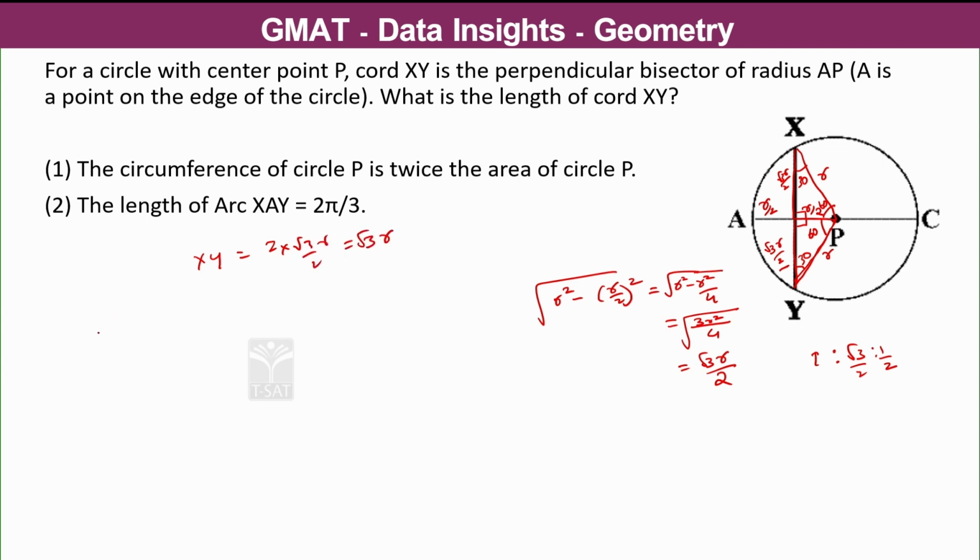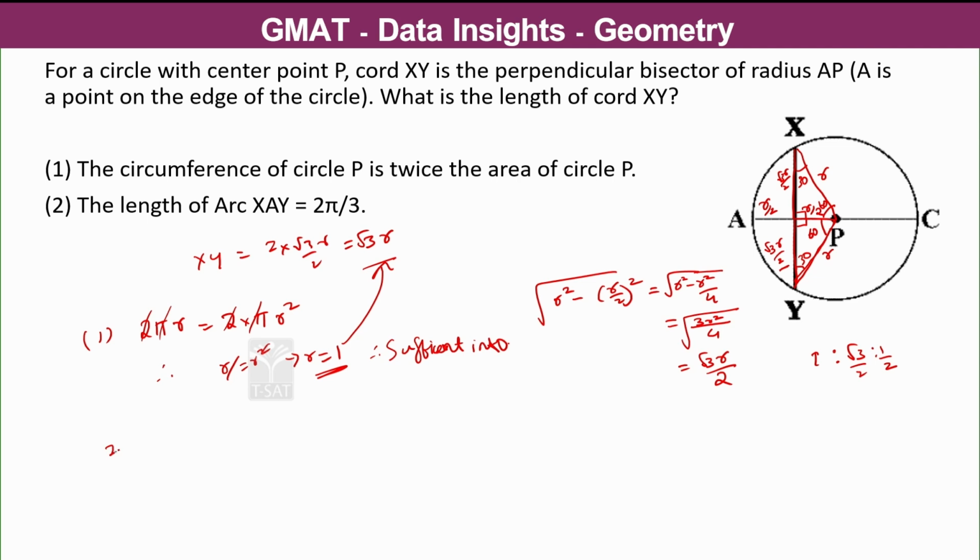Now let's see what the information given is. First piece of information given is the circumference of circle P is twice the area of circle P. Circumference, that is 2 pi r, is equal to twice the area. 2 times area is pi r square. Therefore, pi gets cancelled, 2 gets cancelled, r is equal to r square. When you cancel it out, you get r is equal to 1. Therefore, yes, this information is sufficient. r is equal to 1 can be substituted here. XY is equal to root 3r. So, therefore, this is sufficient information to calculate the length of XY.